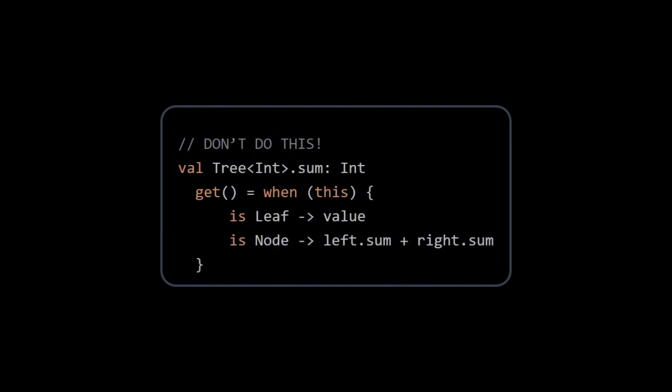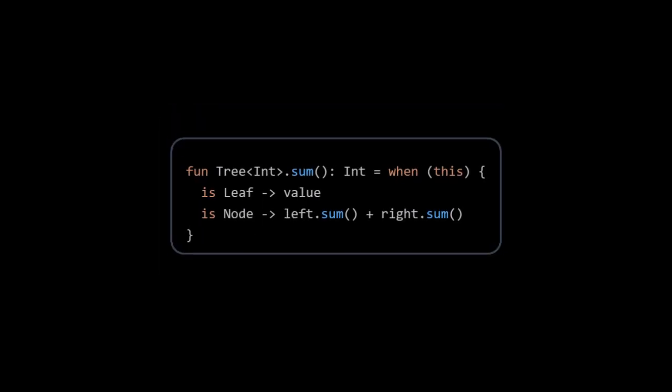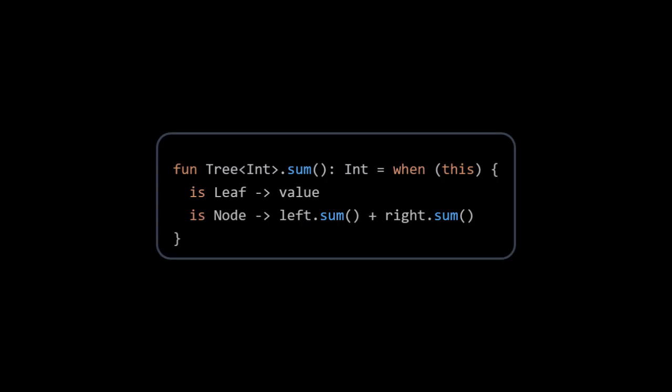Properties should not be used to represent algorithmic behavior. For example, imagine a sum extension property on a Tree of Int, whose getter recursively adds the values of all leaves and nodes. Here, the sum property iterates over all elements, representing algorithmic behavior. So this property is misleading. Finding the answer can be computationally heavy for big collections, which is not expected for a getter. This should be a function, not a property.